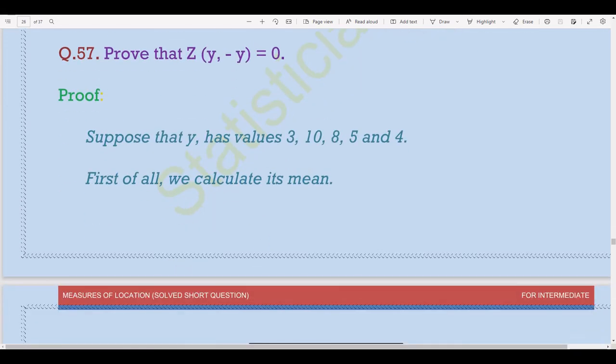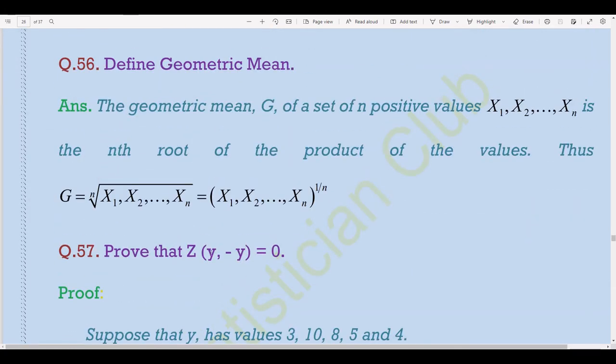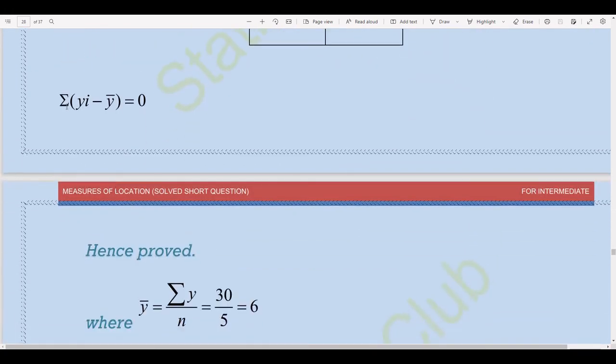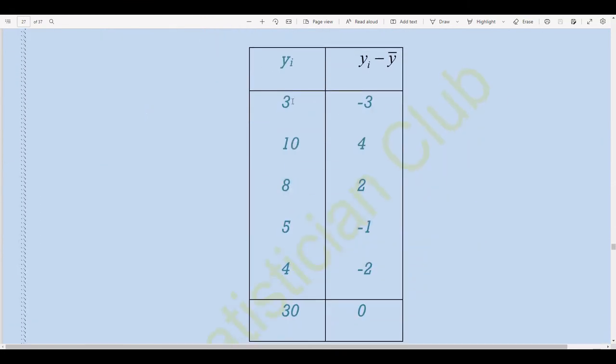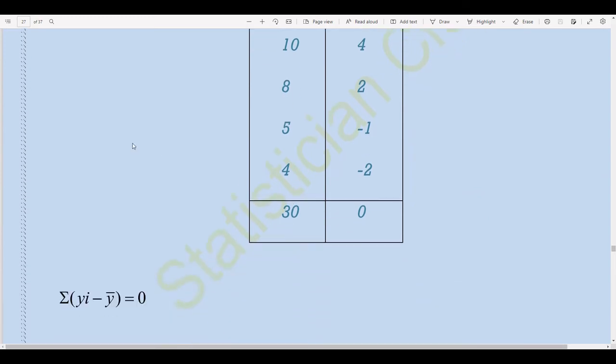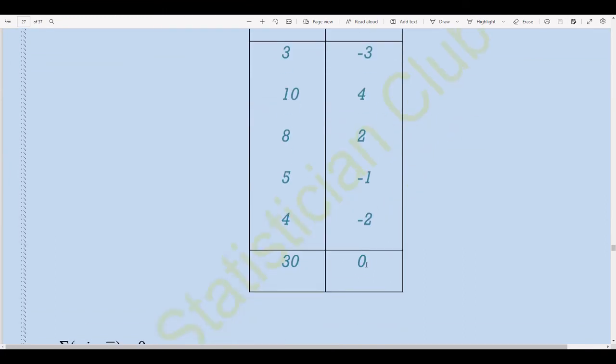So we prove that the sum of y minus y bar is equal to 0. Here is our data set, y equal to 3, 10, 8, 5, 4. The sum of y is 30. We calculate y bar as sum of y over n, 30 divided by 5, which is 6. So subtract 6 from each observation and you are left with 0.